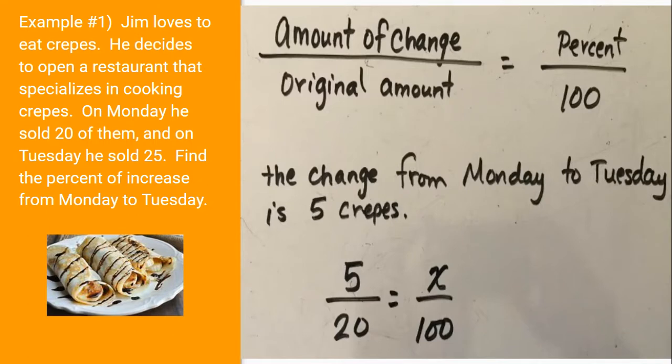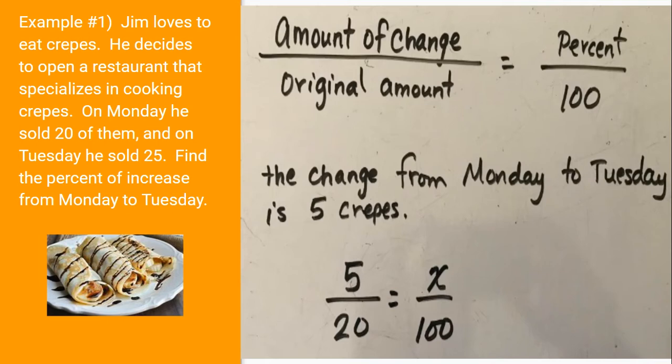I know a guy named Jim, and he loves to eat crepes. He decided to open a restaurant that specializes in cooking this breakfast delicacy. So on Monday, let's say he sold 20 of them, and then on Tuesday he sold 25. So we know, looking at the data, that the number that he sold went up by 5. So the question is, we need to find the percent of increase from Monday to Tuesday.